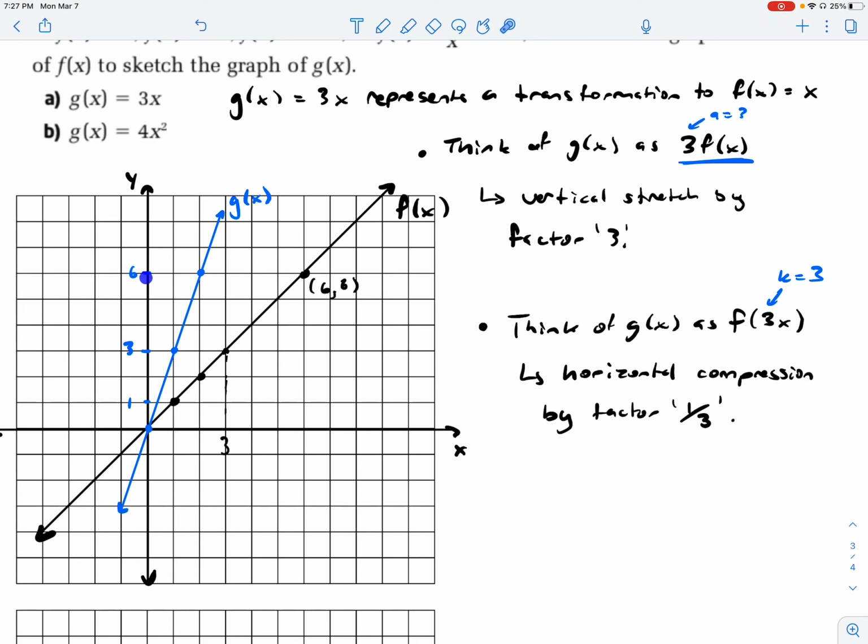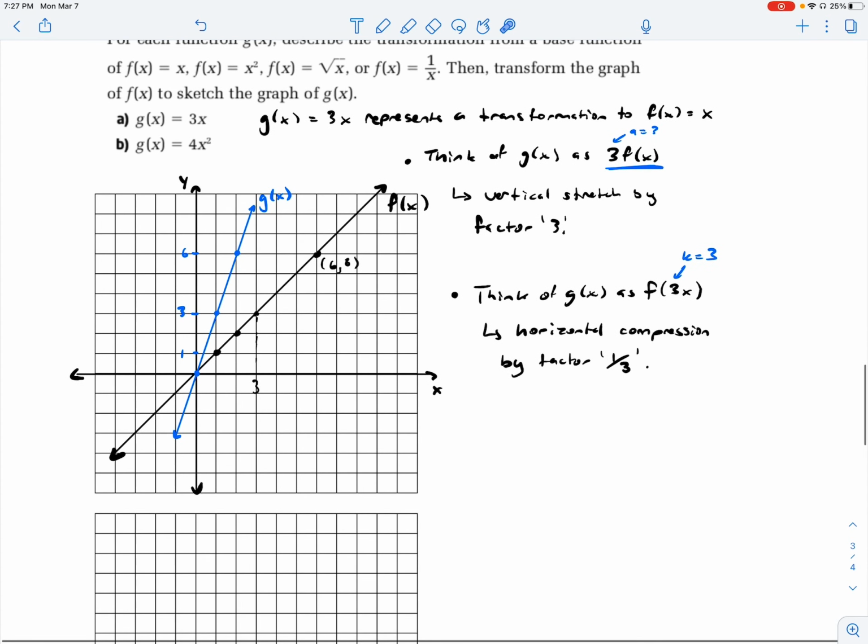Okay, that has a distance of 6, obviously, from the y-axis. Well, if you divide that by 3, you're going to get a distance of 2 now. So there's the two ways of looking at this. Taking a linear equation and stretching it vertically is the same thing as taking that same equation and compressing it horizontally. It has the same effect.